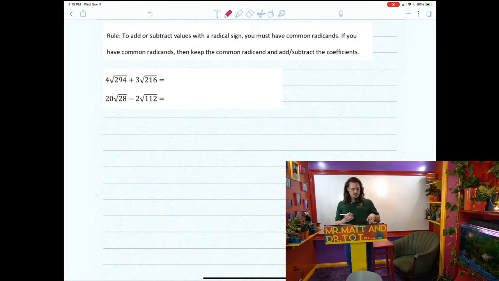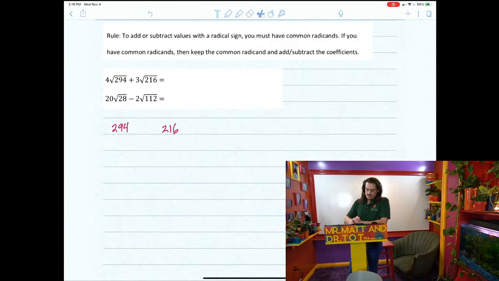So I'm going to solve the first one here with you, and then I'll give you some time to look at the second one. In order to simplify radicals, you want to break the radicand into its prime factorization. So I'm going to take 294 and 216 and break them into their prime factorizations. So 294, first of all, it's even, so I know that it can be divisible by 2. So 294 divided by 2 would be 147.